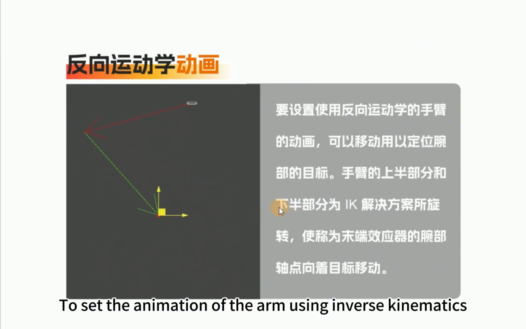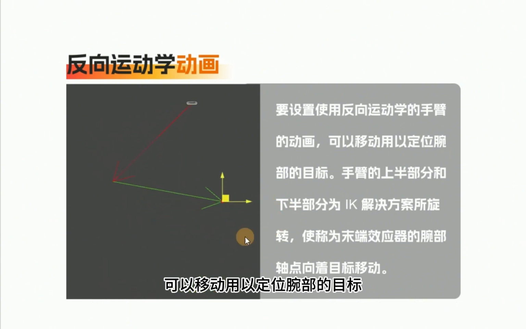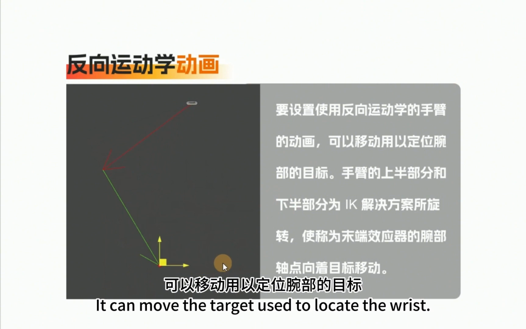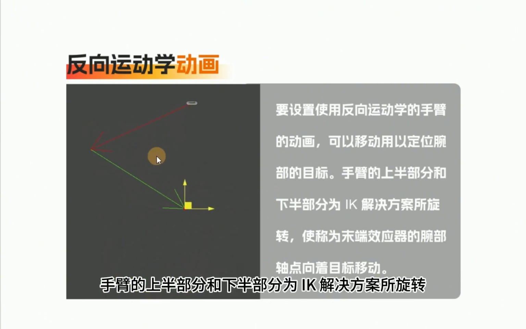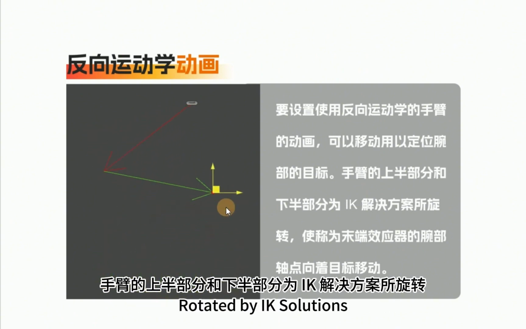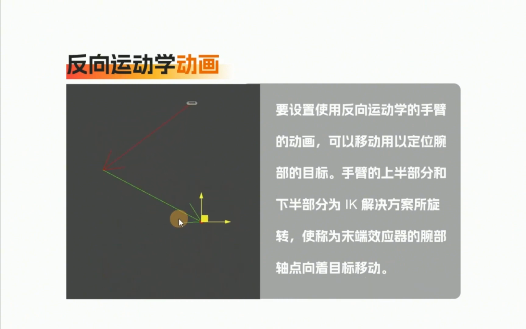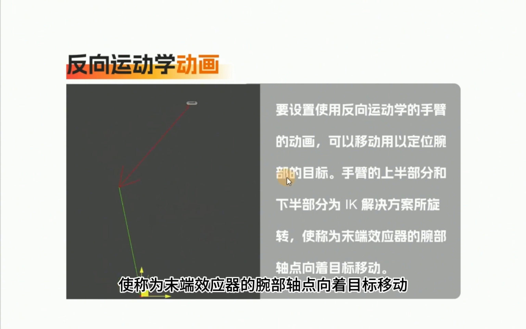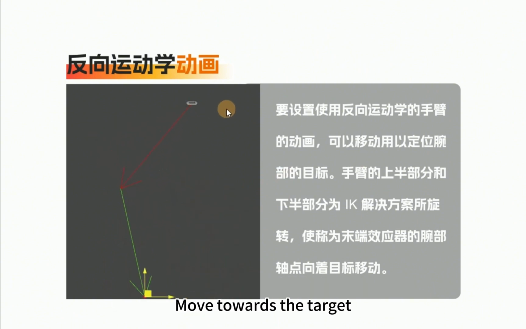To set the animation of the arm using inverse kinematics, you move the target used to locate the wrist. The upper and lower parts of the arm are rotated by the IK solver. The wrist axis point, called the end effector, moves towards the target.